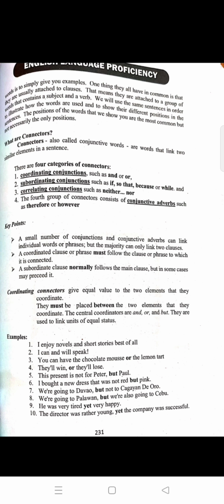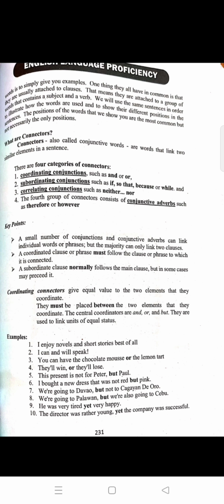Examples: I enjoy novels and short stories best of all. What is connected are novels and short stories. I can and will speak. Can and will are connected. They are both modals. They'll win or they'll lose. So, win and lose: they will win and they will lose. Those are the elements that they connect. When you look at it, we have a similar element: verb and verb.